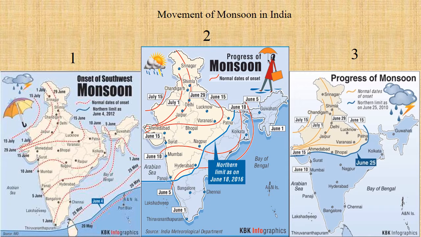So this was all about the movement of the southwest monsoon wind, the movement of the Arabian Sea branch and the movement of the Bay of Bengal branch. I hope you have understood the hot season and the advancing monsoon. That means the movement of the Arabian Sea branch and Bay of Bengal branch thoroughly. Let's go to the next slide.